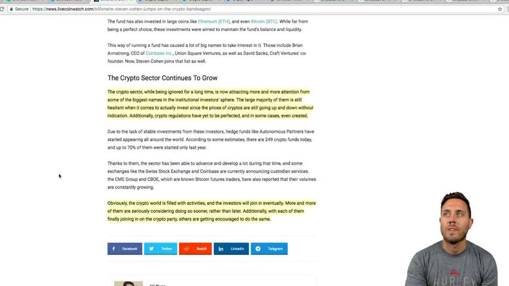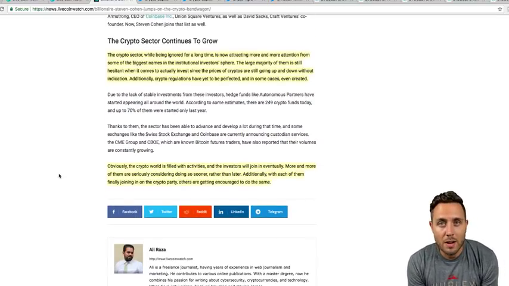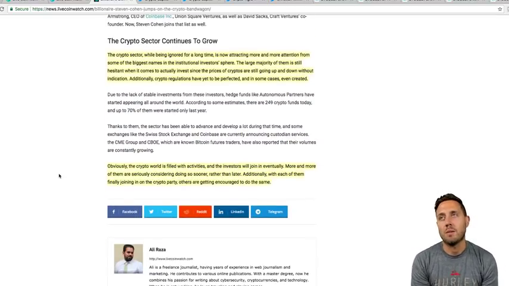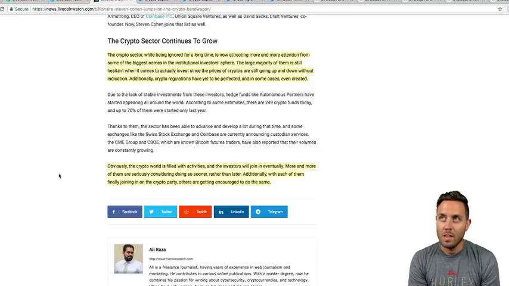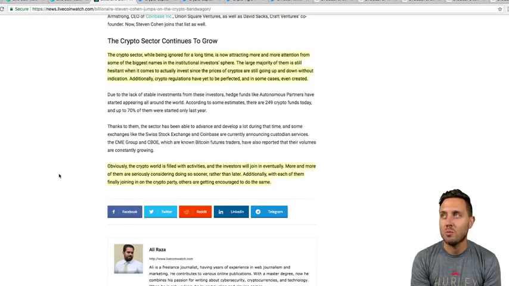I'm sorry. Usually you don't see me talking bad about any cryptocurrency. I'm not going to talk bad about Ripple, but that's not the most bullish news in an article that it could get. So then it says the crypto sector, while being ignored for a long time, is now attracting more and more attention from some of the biggest names in the institutional investor sphere. And it's so true. So much attention is definitely being drawn to this space.